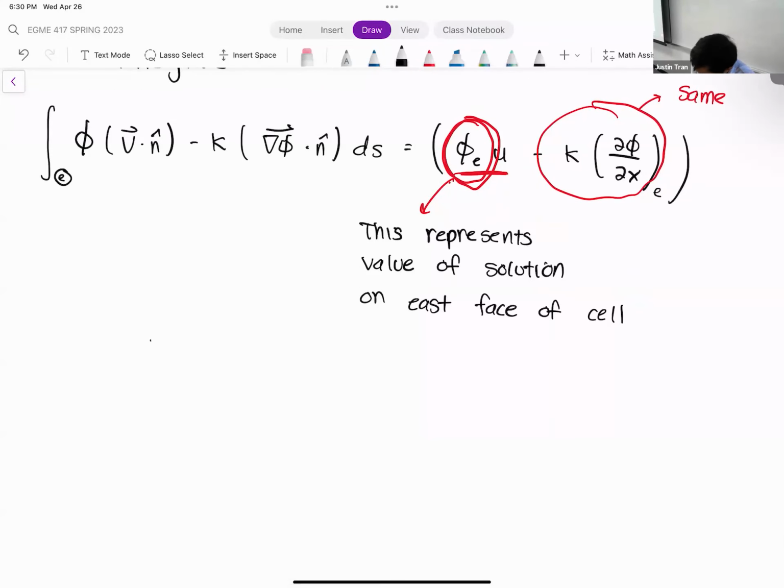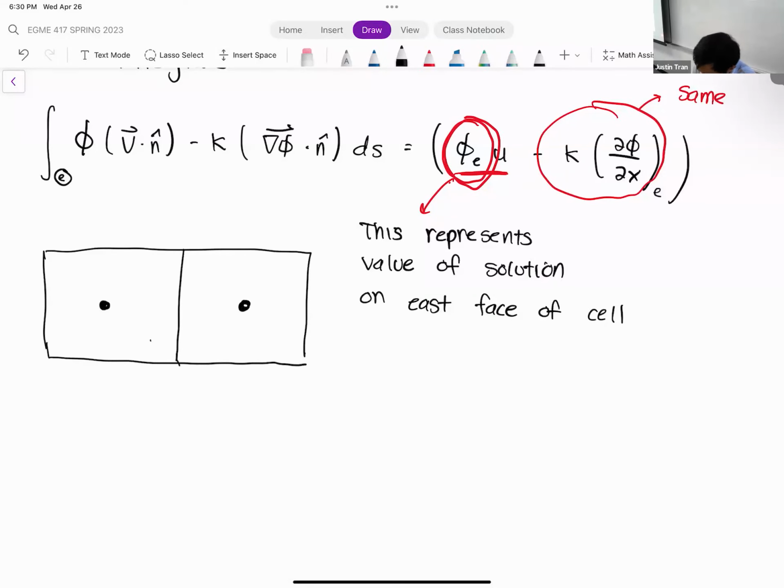So let me go ahead and draw a picture for you. Let's say we have two adjacent cells here. And remember, when we solve finite volumes, we're solving for the solution at the centroids of the cell. So for two adjacent cells, we have phi sub C and phi sub big E. This phi sub little e right here, remember, represents the value of the solution right in between those two cells. So this right here is phi sub little e.